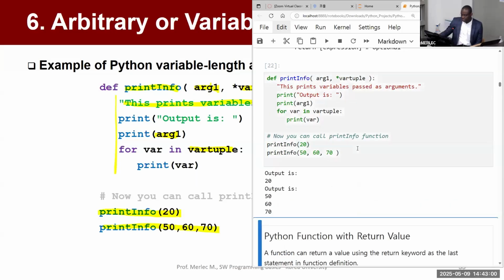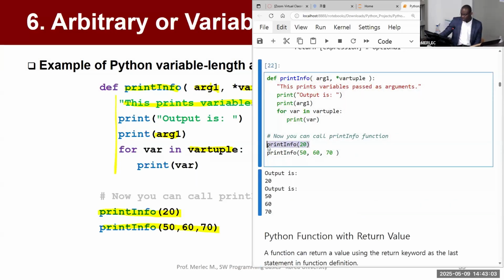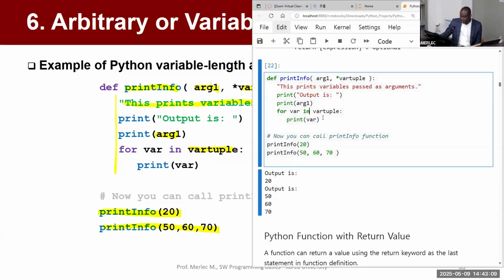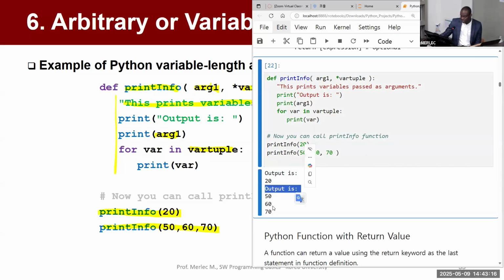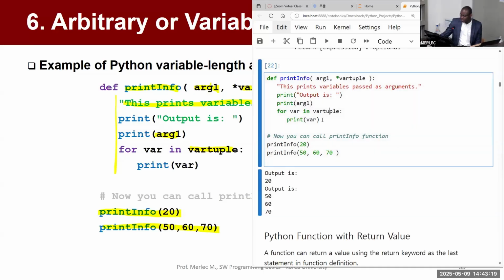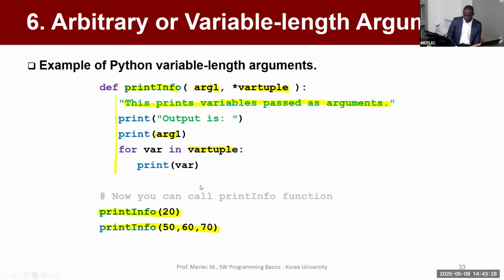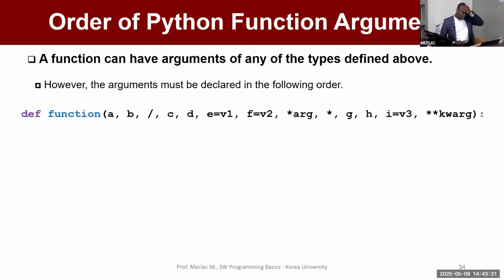When I run this, you will see when I send just a single value, it works, it provides the output without running this for loop. But when I send several values, it will also run the loop here to read all the items in the collection of var tuple. So this is a particular case, especially if you are not aware of the number of values that can be passed. You can just hold the space and provide a kind of collection variable type that can take several values.